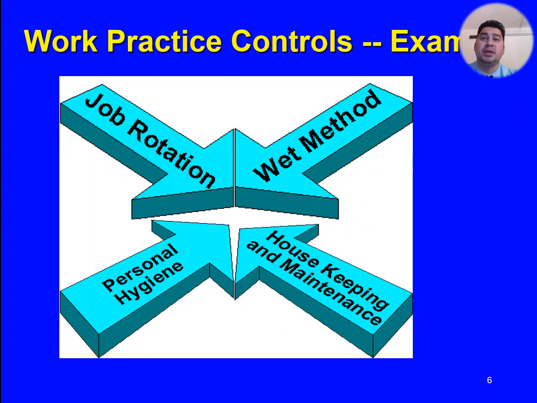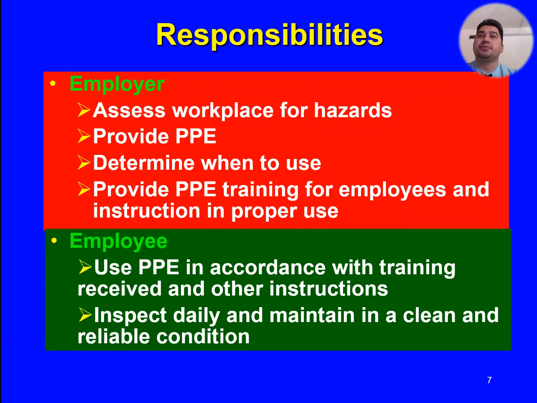Housekeeping and maintenance. Housekeeping means cleaning your areas, your clothes, your dining area and other things. And maintenance of your equipment, machineries, and the plant and such other things. These are the practices you can adopt to control work practice hazards.